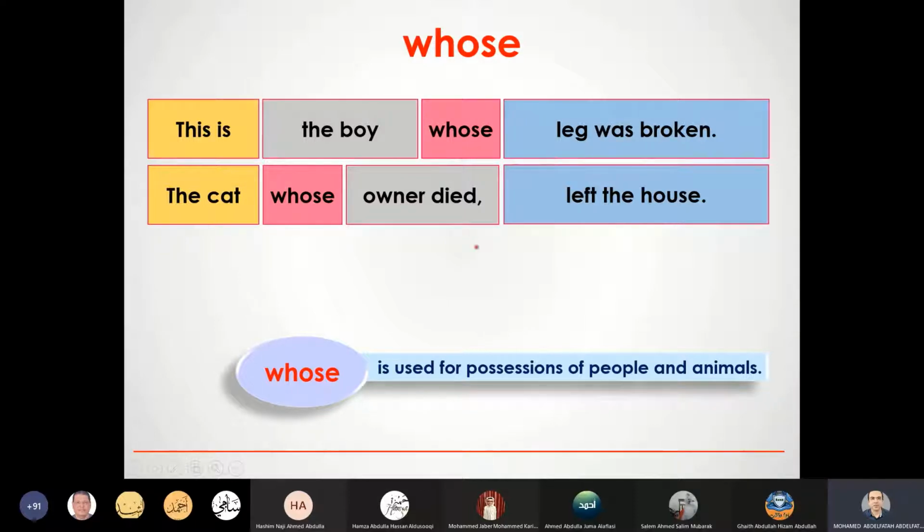So what about animals? Also, you can use whose to refer to animals' possessions. Here I am talking about the cat. The cat whose owner died. This cat had an owner, but the owner died. I am talking about the cat whose owner died. The cat whose owner died left the house. After the owner died, the cat left the house. You can connect or join these ideas together and say the cat whose owner died left the house.